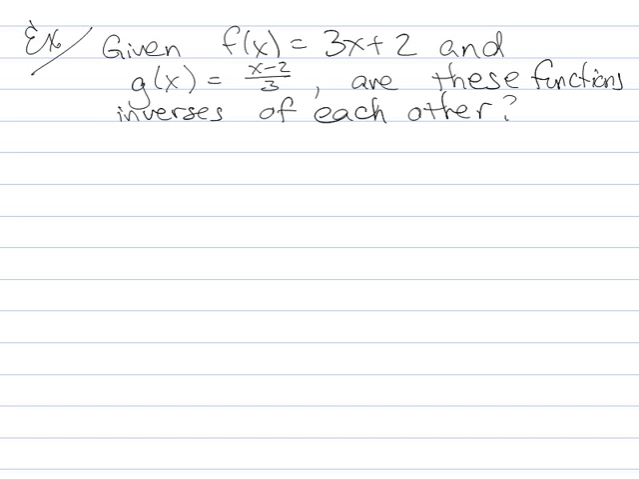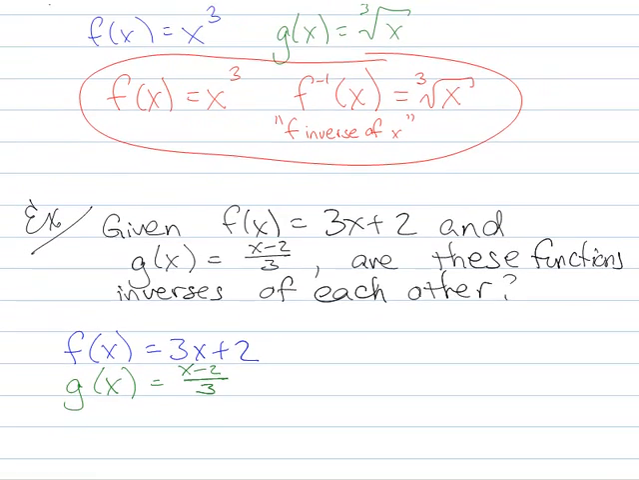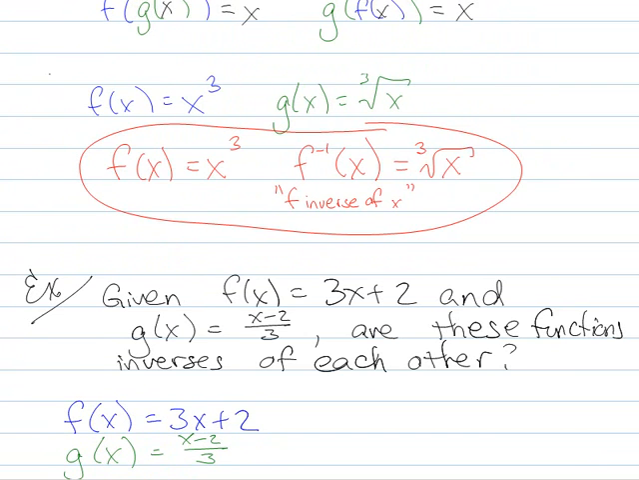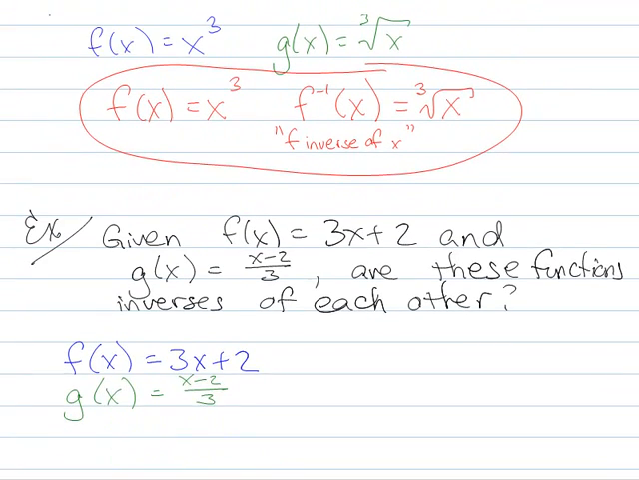All right. Super fun. So this is kind of like what we're going to be doing. So I'm going to write out these in my different colors because I just work better that way. So I've got 3x plus 2 and x minus 2 over 3. And the question is, are they inverses of each other? And the way to figure this out is to come over here. Remember we had up here, we said, if f of g of x is x and g of f of x is x, then they're going to be inverses of each other. So that's really what we're going to do.